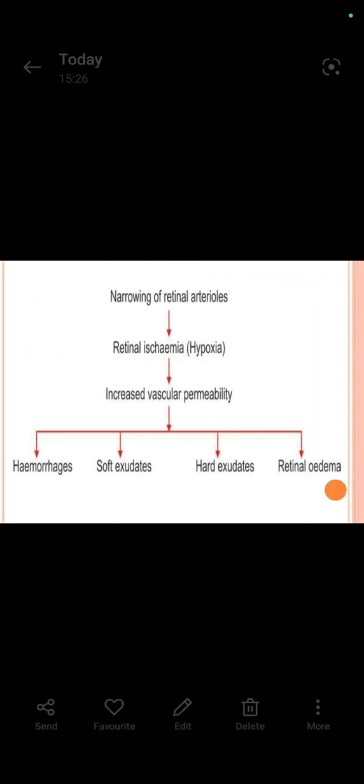So what actually happens? There is narrowing of the retinal arterioles. Due to narrowing, the blood supply will be compromised. When the blood supply is compromised in the retina, there will be retinal ischemia and hypoxia. So what happens? There is an increase in the vascular permeability. When there is increase in the vascular permeability, what pathological things happen? So first is retinal hemorrhages.